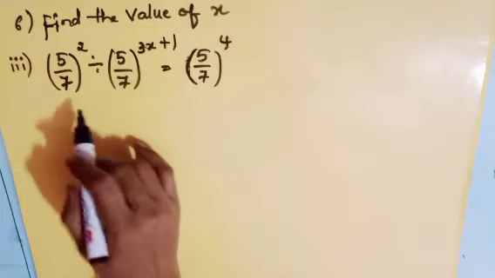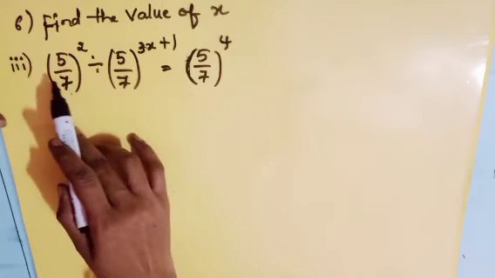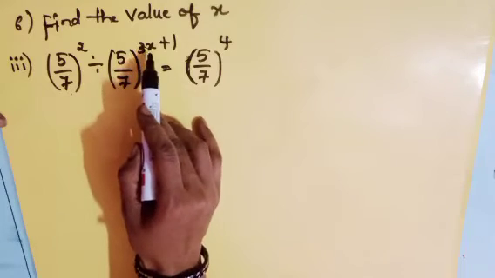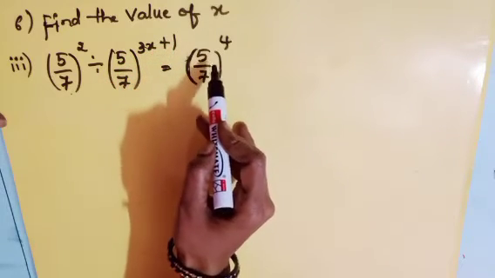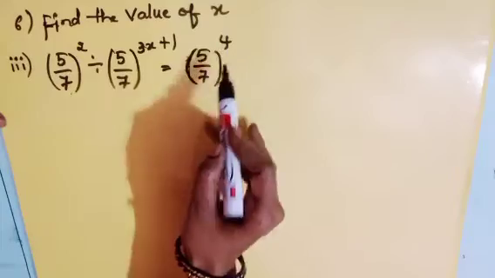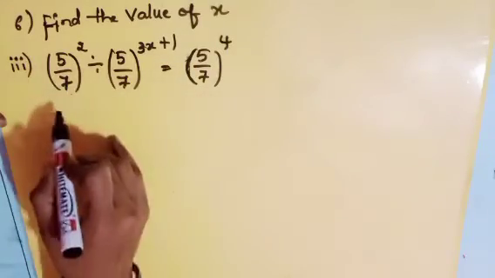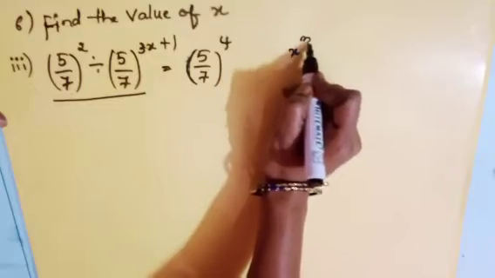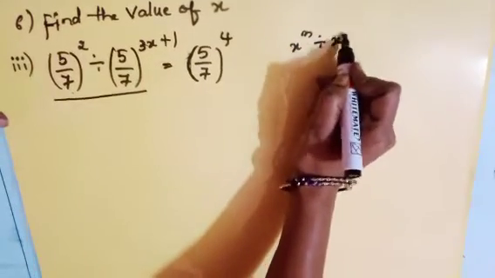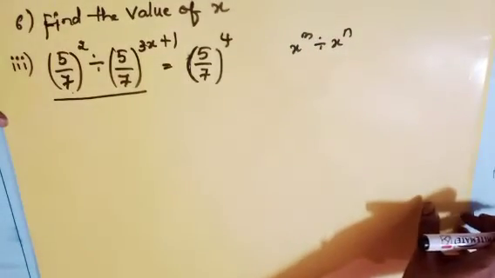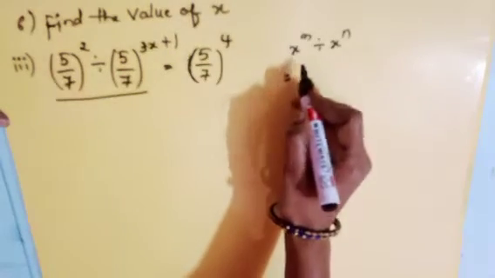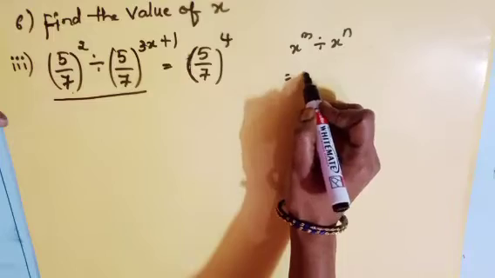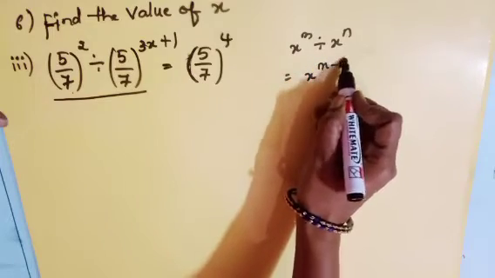Next one, third one. (5/7)^2 divided by (5/7)^(3x+1) = (5/7)^4. So the left side is in the form x^m divided by x^n. So we have to apply the second law. So what will we get? x^m divided by x^n equals x^(m-n).